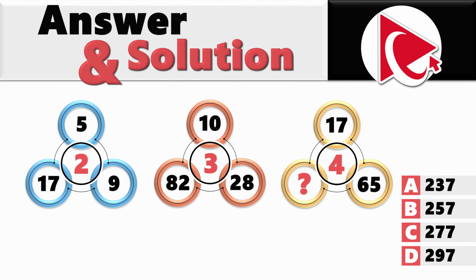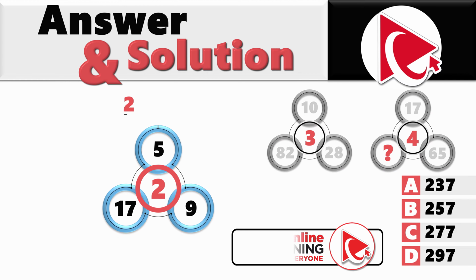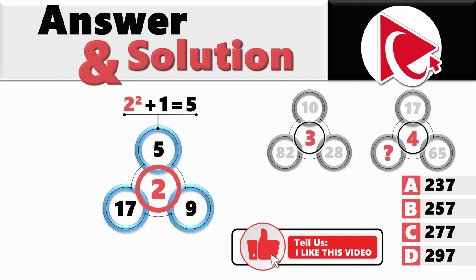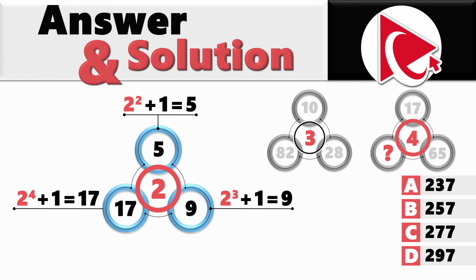Let's look at the example. We start with the first shape. Number 2 is in the middle. 2 squared plus 1 equals 5. 2 to the power of 3 plus 1 equals 9. And 2 to the power of 4 plus 1 equals 17.